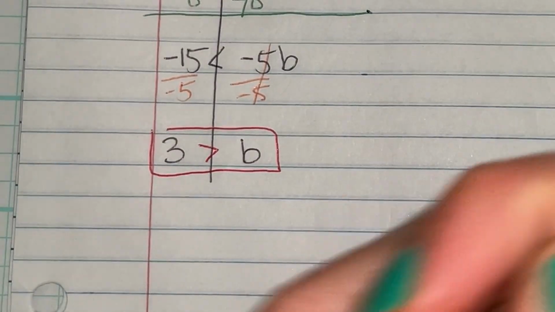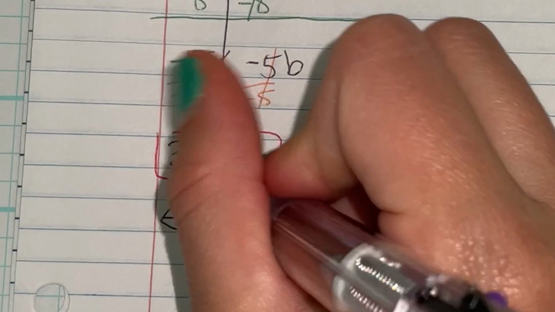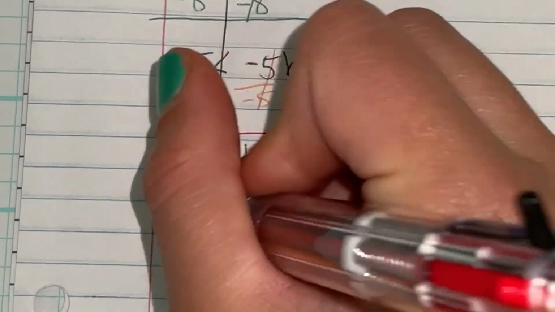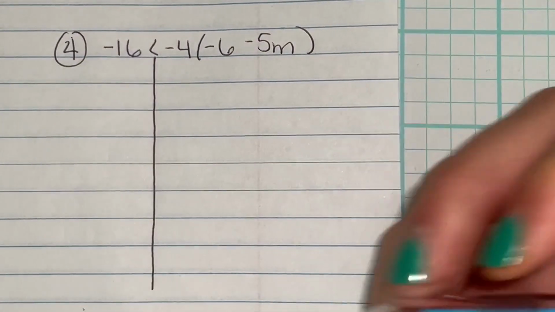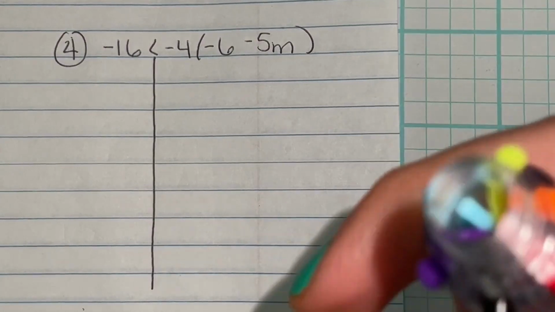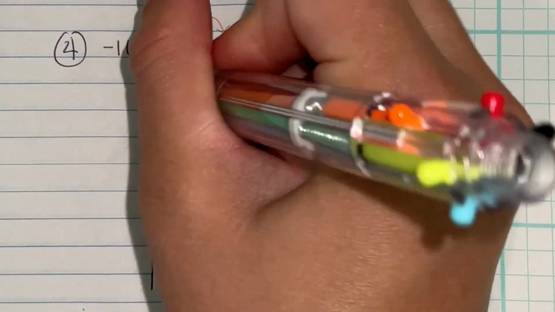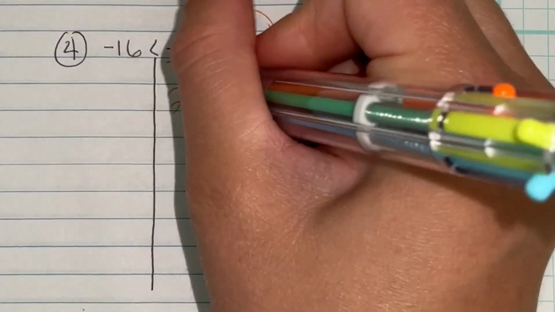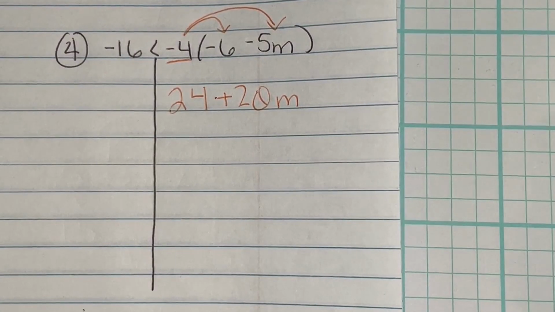So I'm going to do my number line and graph. We are going to have an open dot at 3, but this b is smaller, which means that we're going to shade to the left. Equal sign bar. All right, so parentheses, check. Got to deal with them. So we're going to multiply this -4 times -6, which gives me a positive 24. A -4 times a -5n gives me a positive 20m. Nothing else is in that parentheses, so everybody drops down.